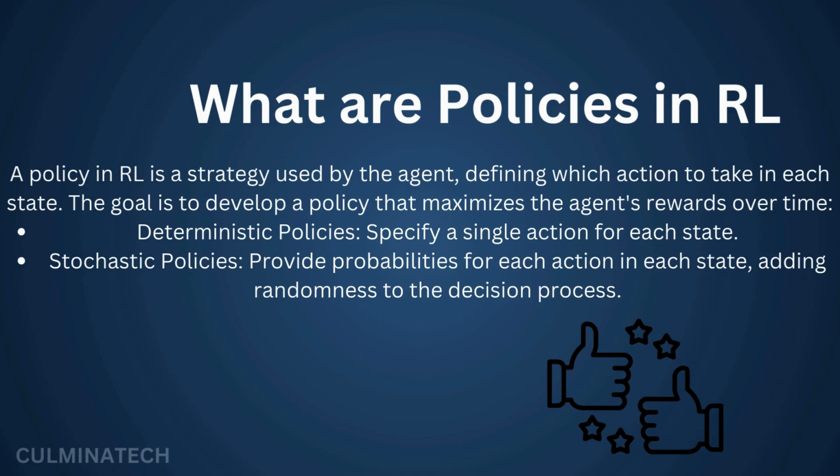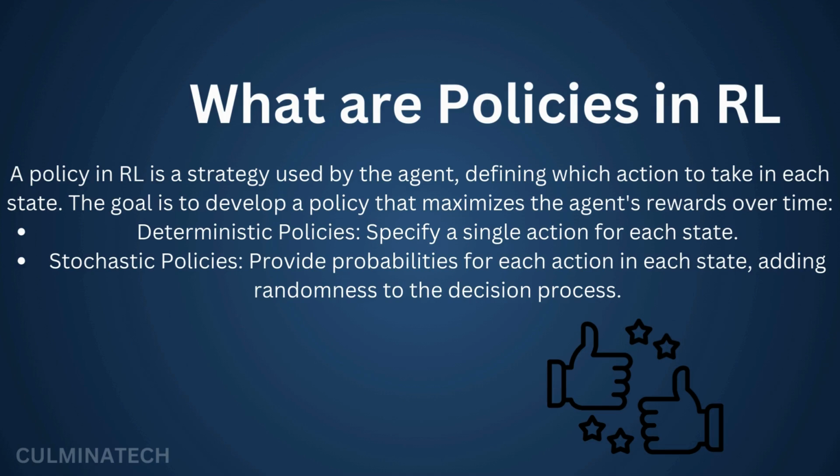And how do policies work? When the agent is in a particular state, it looks at its policy to decide which action to take. For example, if the agent is playing a game and the state is low on health, the policy might suggest seeking health packs with high probability.